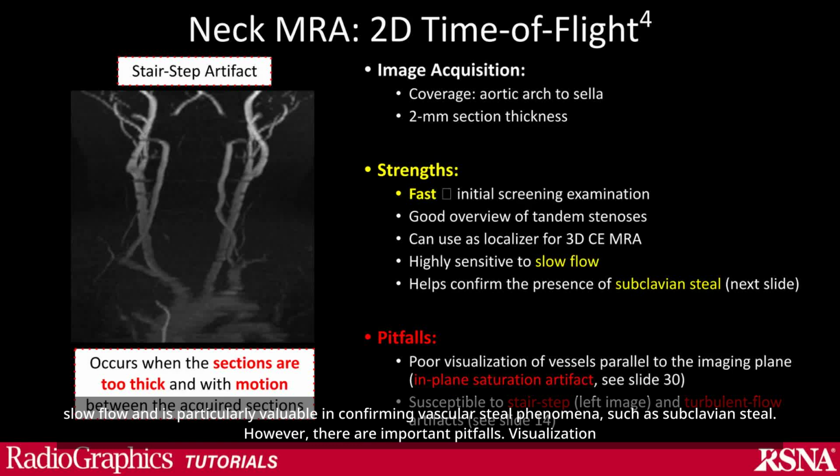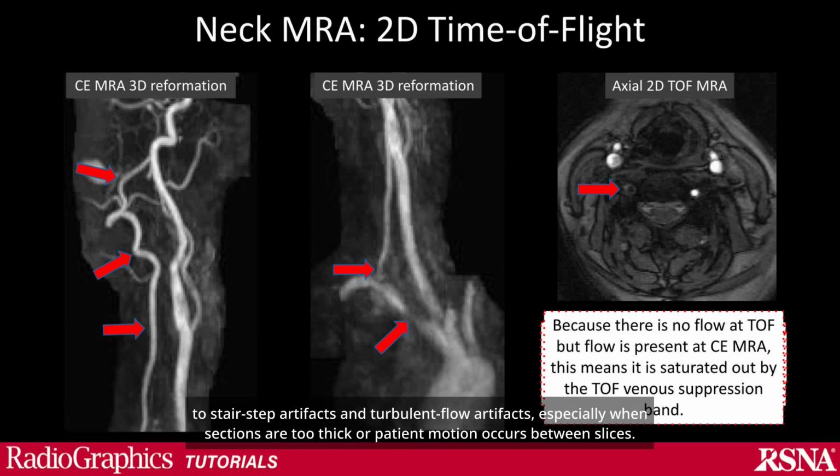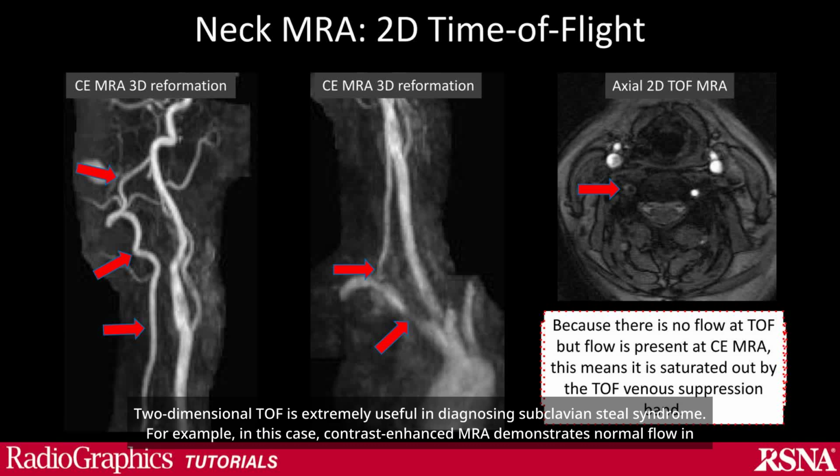However, there are important pitfalls. Visualization of vessels running parallel to the imaging plane can be poor due to in-plane saturation. The method is also prone to stair-step artifacts and turbulent flow artifacts, especially when sections are too thick or patient motion occurs between slices. 2-dimensional TOF is extremely useful in diagnosing subclavian steal syndrome.